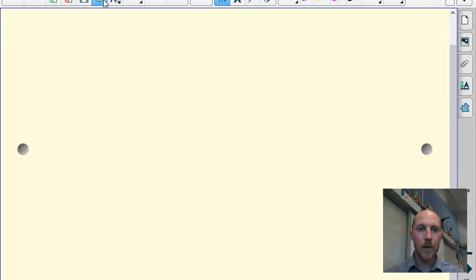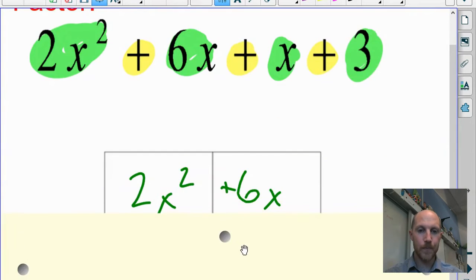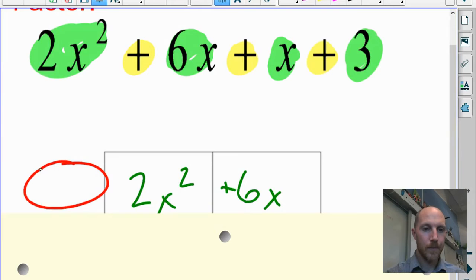Okay, now we're going to look just at that top row. We're going to find the greatest common factor for this top row. So I'm looking across there. What do they both have in common? Both of them have a 2 as a multiple, and they both contain an x. So 2x would be my greatest common factor.